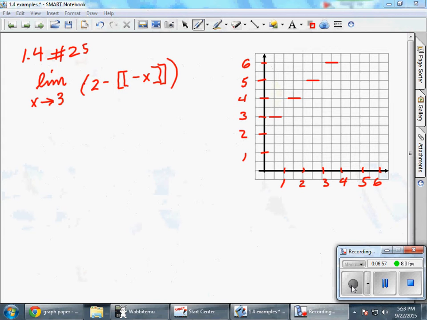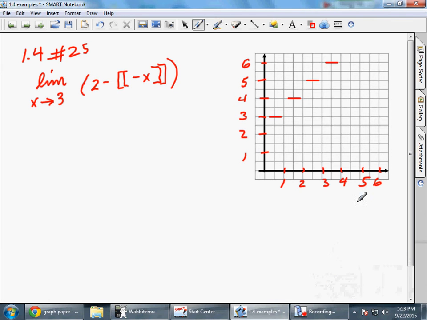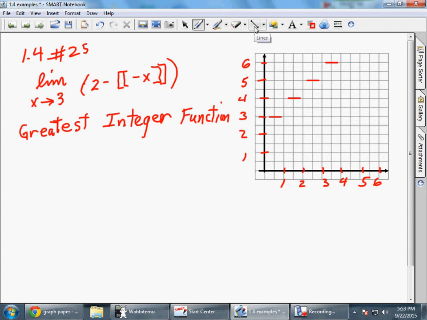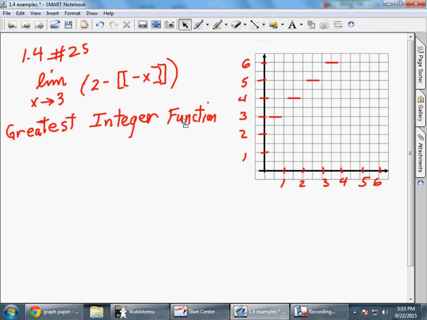Okay, we're back. So I took a moment and paused and did a little graph here for this greatest integer function. In this, our author uses a little different notation for this one. Last year we had slightly different notation, and I hope I'm not mixing them up. Sometimes I do.